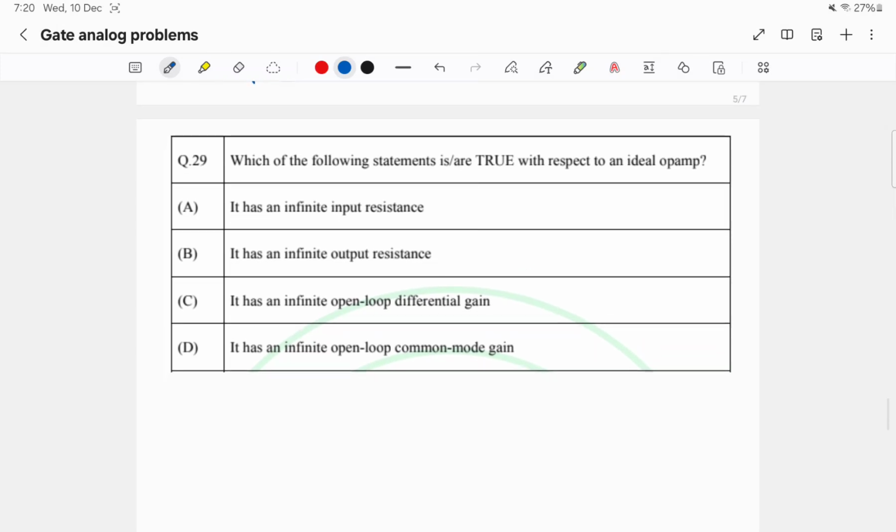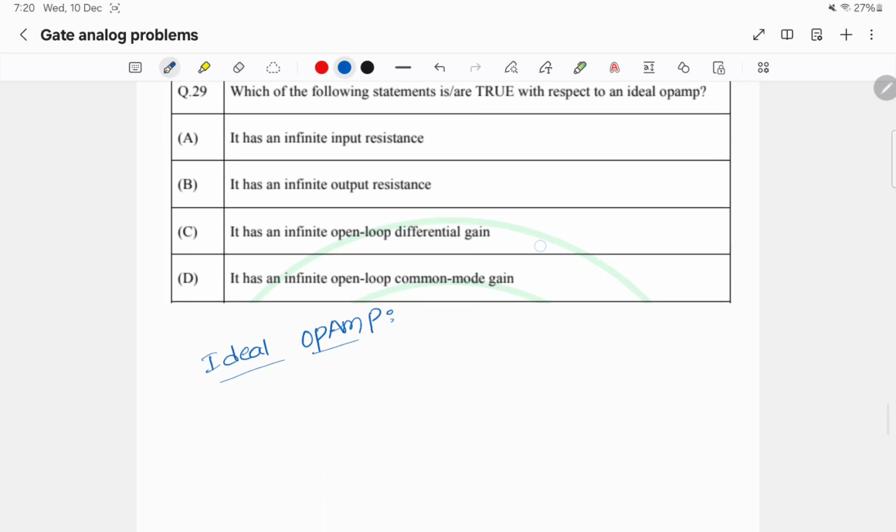The next question: which of the following statements is true with respect to an ideal op amp? We have four properties for an ideal op amp. Rin is infinity, Rout is 0, AD is infinity, and CMRR is infinity.